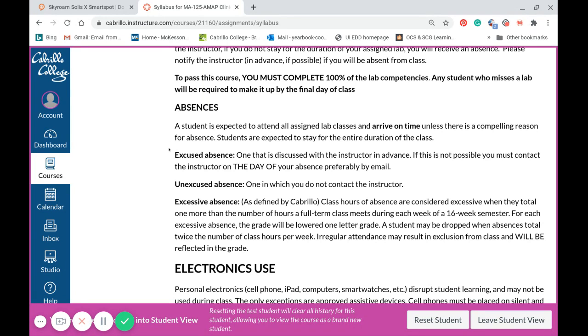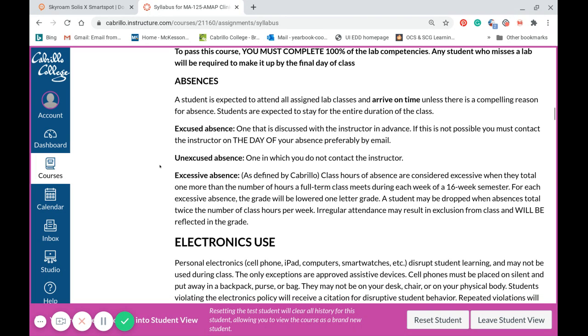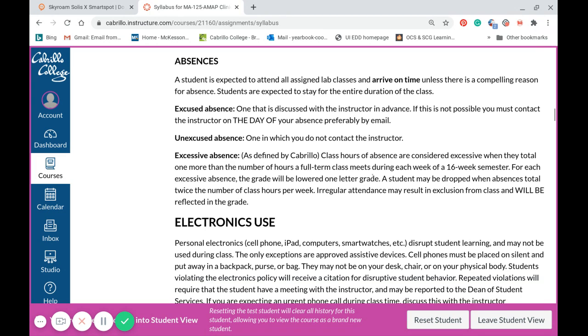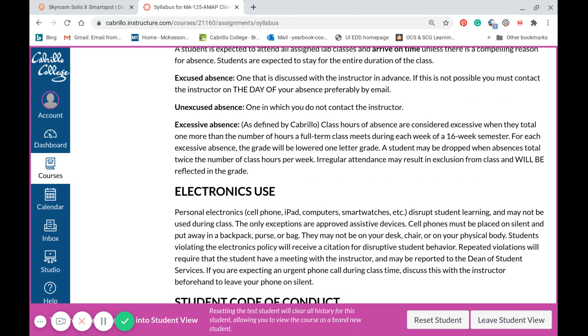Okay. So an excused absence is one that is discussed ahead of time with your instructor. So if you know in advance that you can't be in the lab, let us know as soon as possible. An unexcused absence is one in which you would not contact the instructor at all. And then excessive absence defined by Cabrillo College is, it's quite a bit actually, one more than the number of hours a full-term class meets each week during the whole 16-week semester. So I don't know exactly what that is, but it's quite a bit.